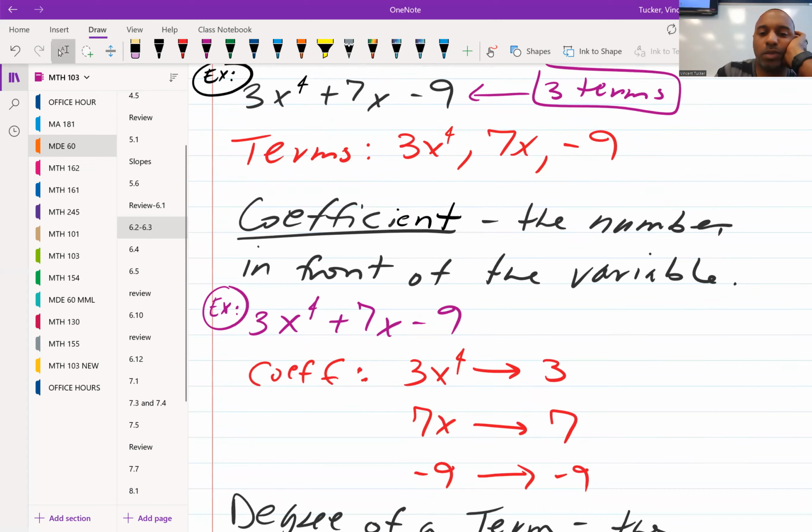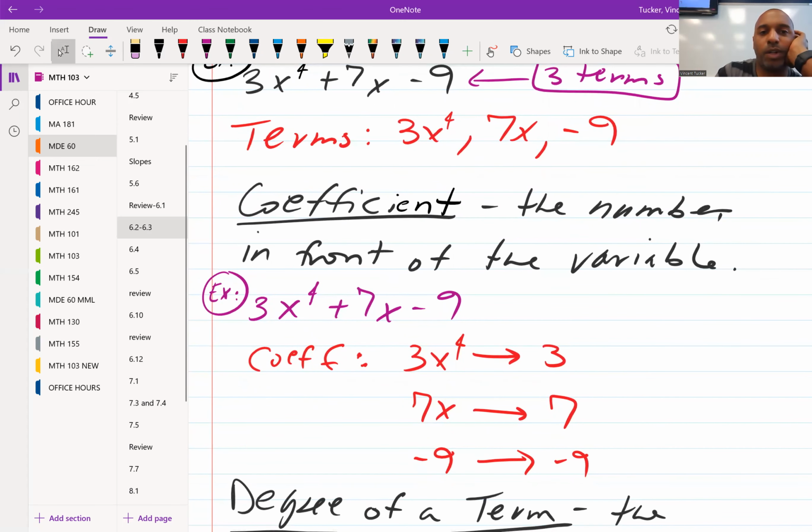All right, any questions on anything so far? We're just talking about vocabulary, so that if MyMathLab references these words, at least you know what the words are and what they're talking about.